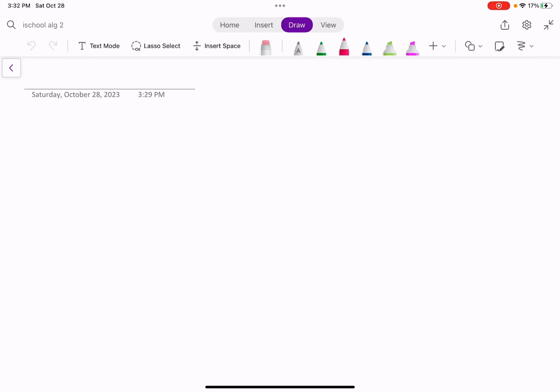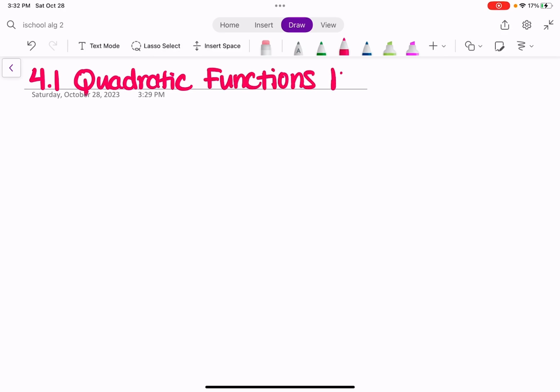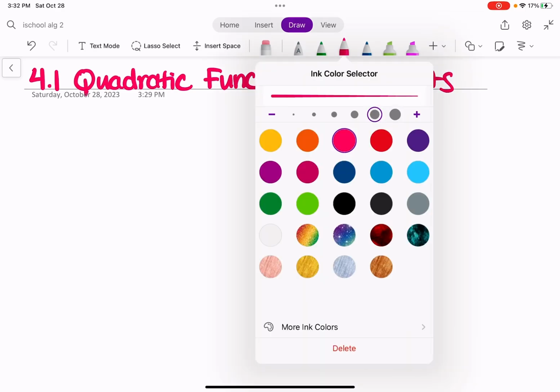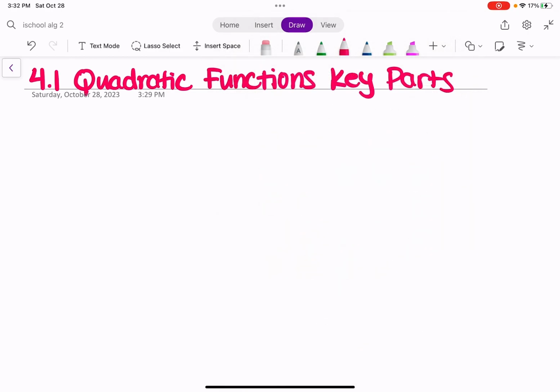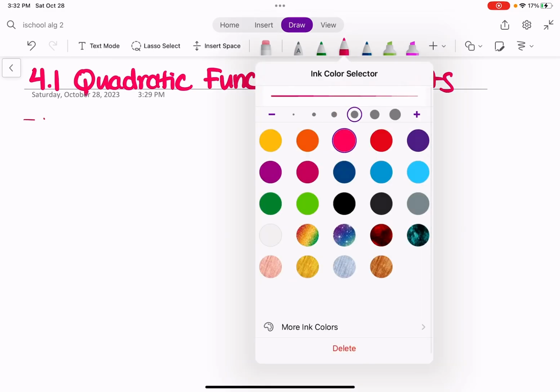Okay, so today's lesson is 4.1. Quadratic functions, key parts. So our new unit is going to be on quadratic functions, right? Our last unit was on linear. Now we're going to be talking about quadratic. So let's actually define what exactly is a quadratic function.